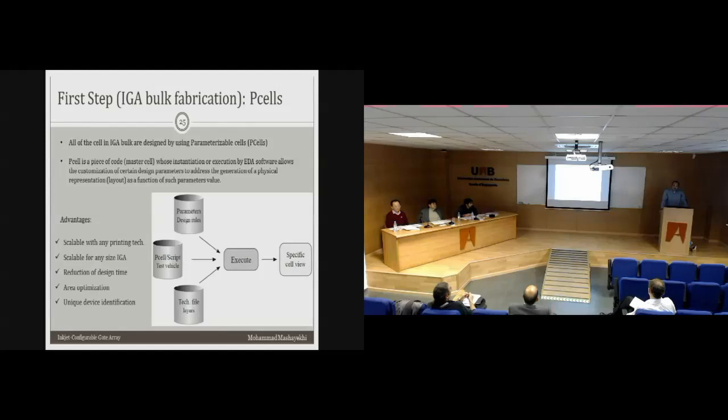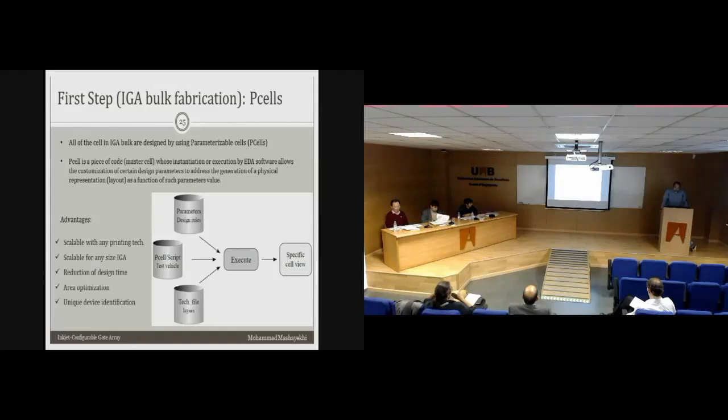But before going into details of each of these cells, I'm going to say that all along the process of generating the IGA layout, we have been using the P-cell approach, the parameterizable cell approach. What is a P-cell? A P-cell is a piece of code whose instantiation or execution by EDA software allows the customization of certain design parameters to address the generation of a physical representation as a function of such parameter values.